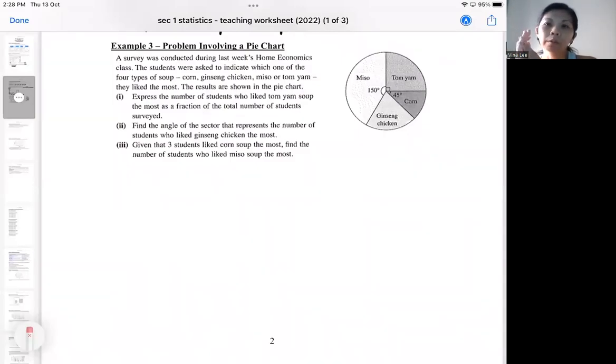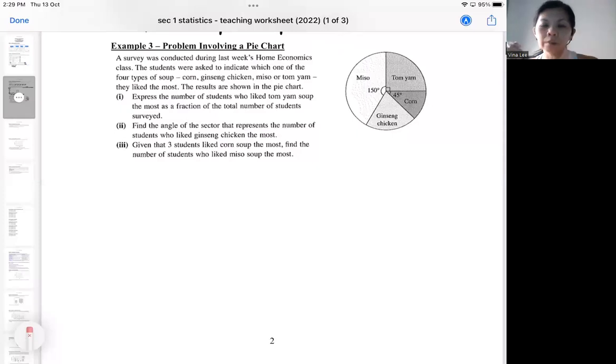Okay, so for pie chart, it's like a circular diagram. The concern of the pie chart is the angle in the center. The angle is representative of the frequency. In this question, a survey is done to students to ask them what kind of soup they like. There are 4 categories of soup, and they display the results in the pie chart.